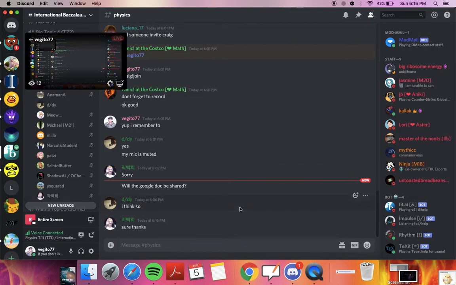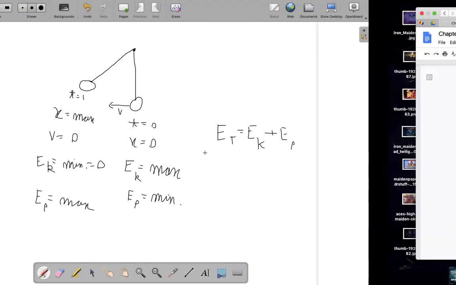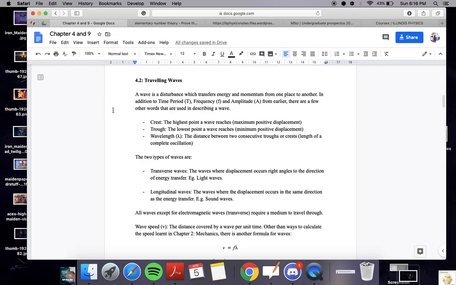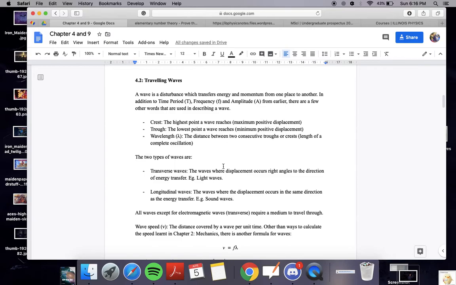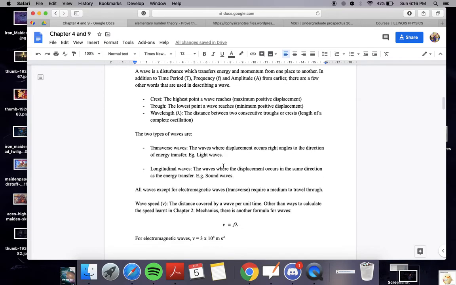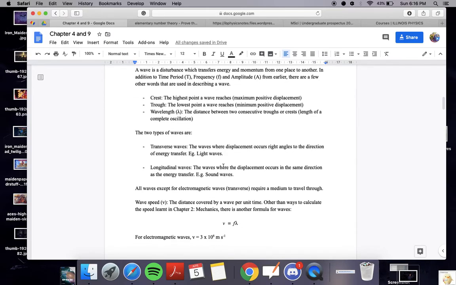All right. Then let's go ahead to 4.2 traveling waves. So now what is a wave? A wave is a disturbance which transfers energy and momentum from one place to another. Now, when we're describing waves, in addition to time period, frequency, and amplitude, there are other words that we can use in order to describe a wave.